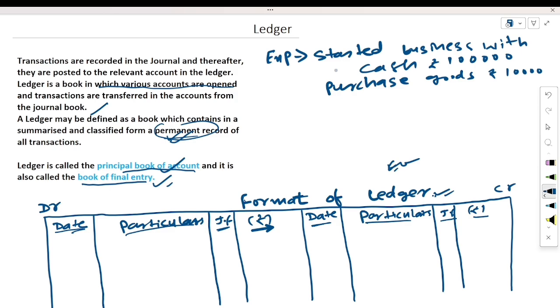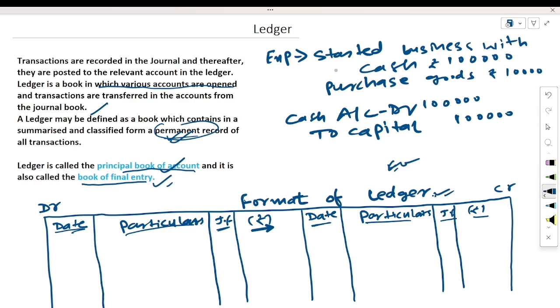Now, first of all, we have to make the journal entry. What journal entry will be here? Started business with cash rupees 1 lakh. Cash account debit to capital account. The amount here is 1 lakh. You can write the narration: being started business with cash rupees 1 lakh.